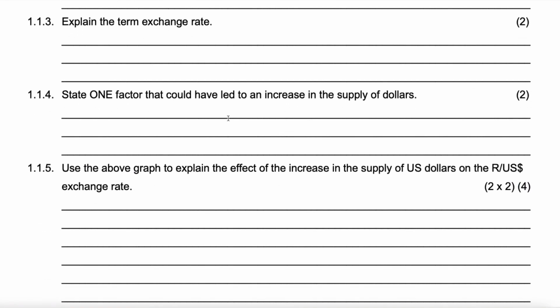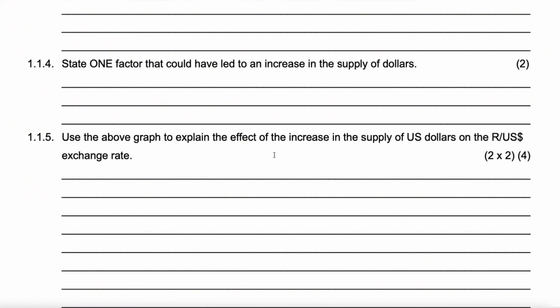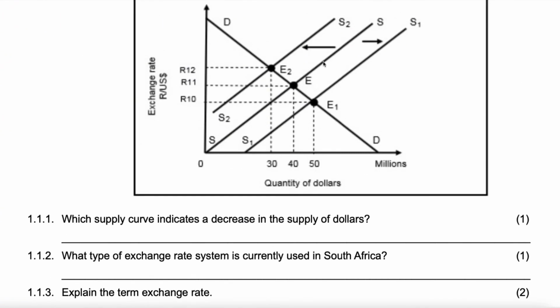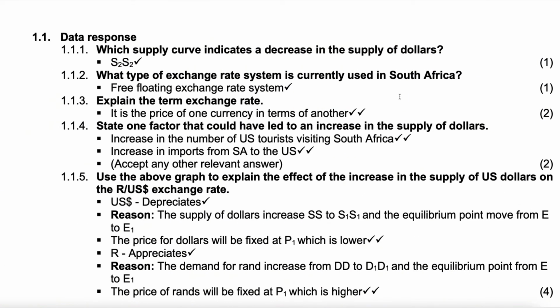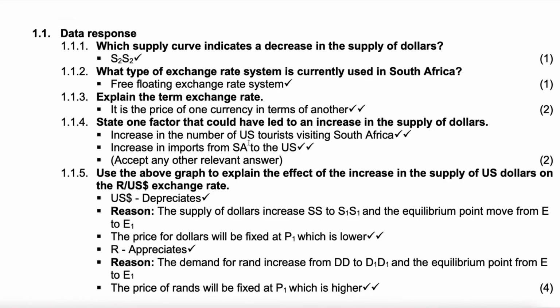Then use the graph above to explain the effect of the increase. An increase in supply of dollars will cause the rand to appreciate. So basically, that's what you talk about. Okay, so let's have a look at our answers. The supply curve, that was S2, as we said. Yes, we use a free-floating exchange rate system. Then explain the term. Yes, it is the rate at which one currency can be traded for another.